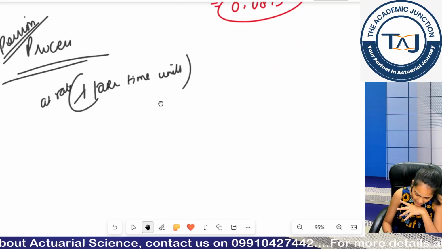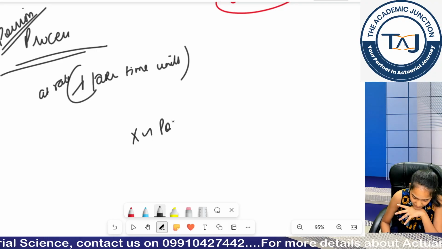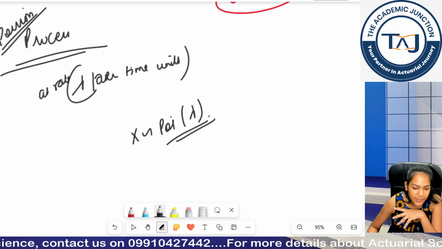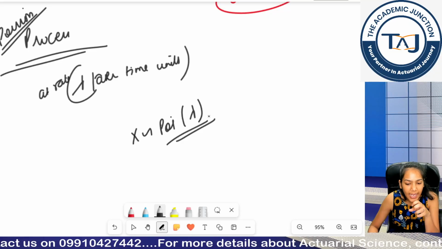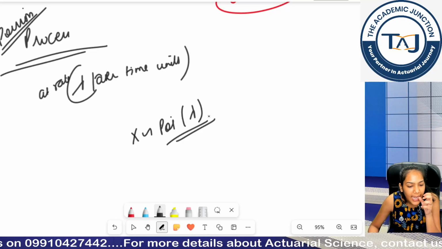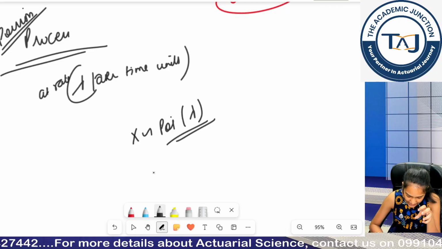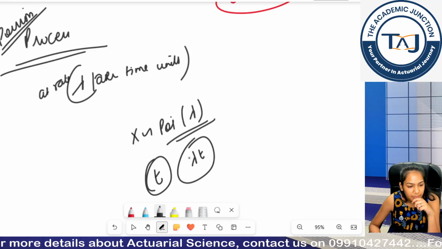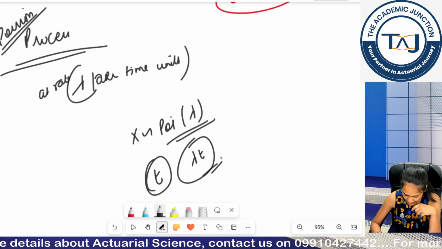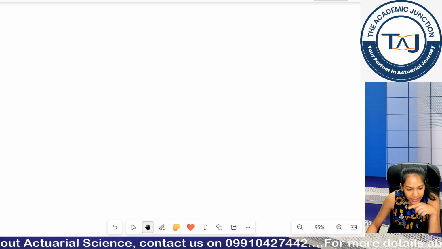If I have a process happening randomly at a rate of lambda per unit time, then in time t the number of events happening will be lambda t. Clear? You will understand it via this question only.